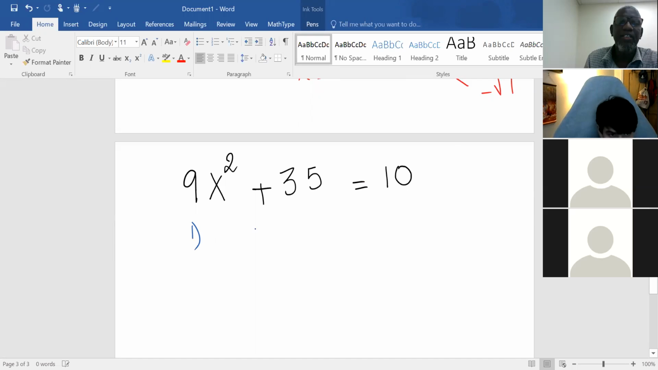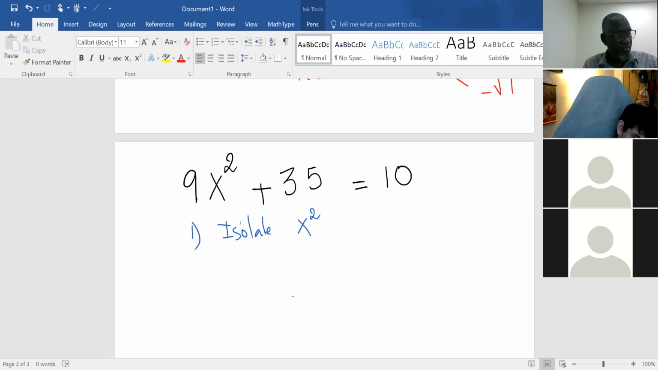My first step here is to isolate x squared. Go ahead. Do whatever you need to do to isolate x squared. Done.